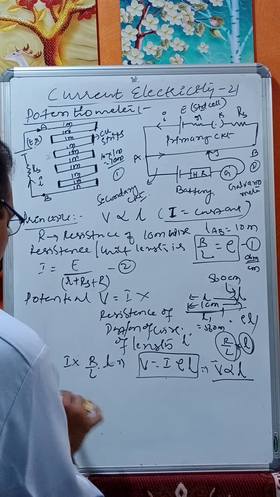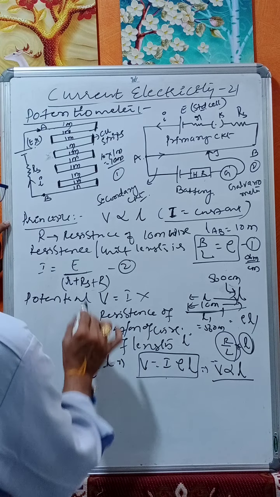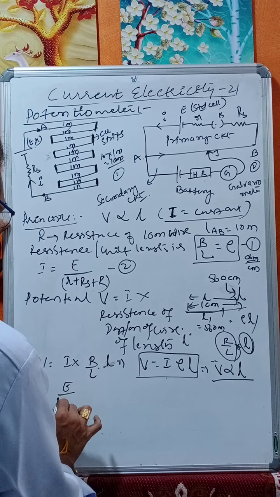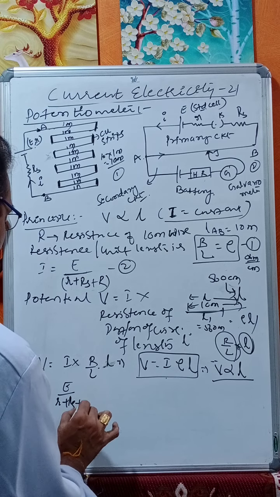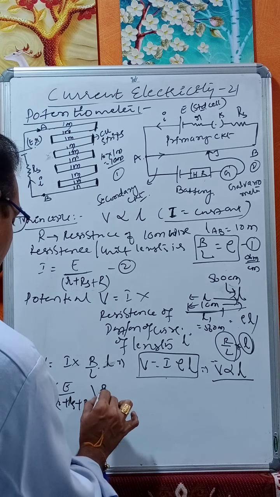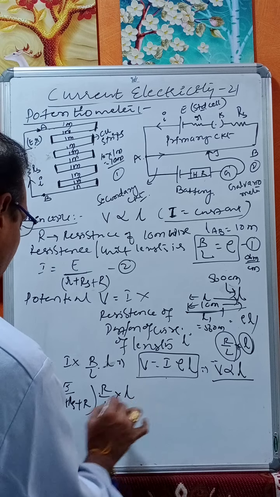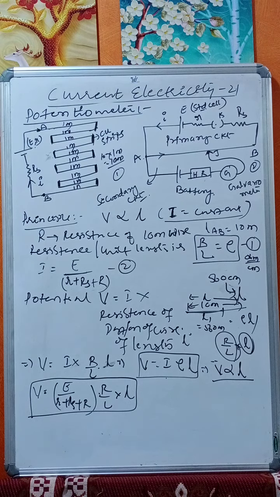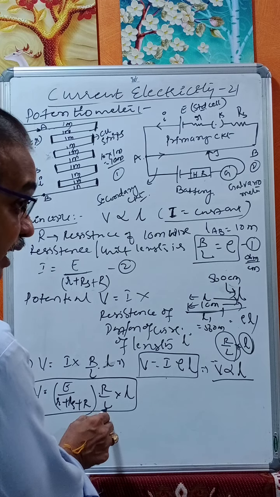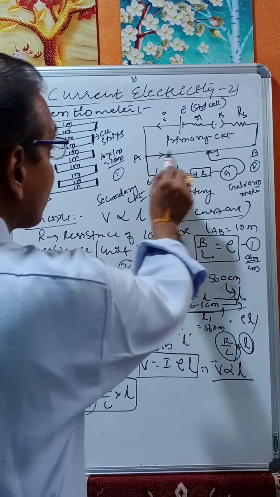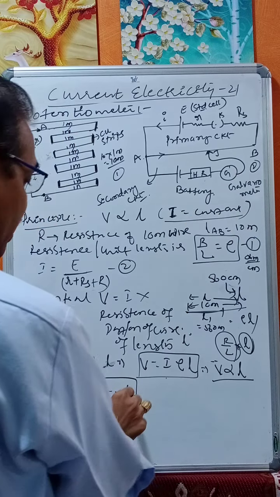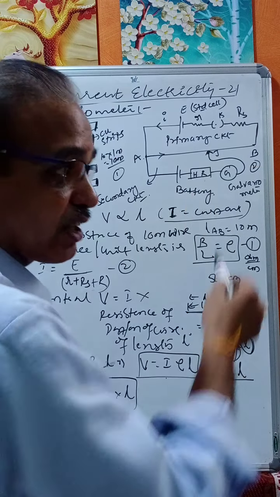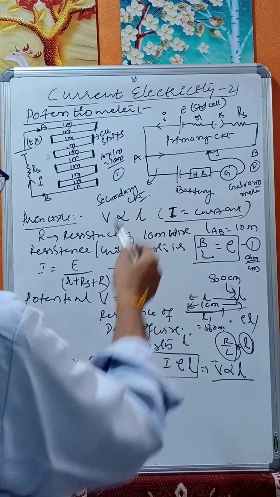Now, instead of I, you can put E by R plus RS plus R, into R by L into l. So putting all the ingredients here, V is equals to E by R plus RS plus R into R by L into l. What is this capital L? Capital L is the total length of the wire between A and B. What is small l? Small l is the balancing length.